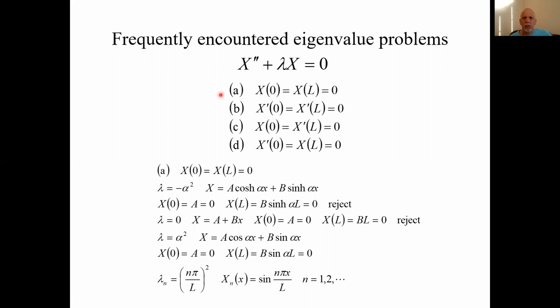We've already done this first case where the function is just 0 at both ends of little x, so I'm not going to go through that. Again, you get 3 cases. The general solution to this equation depends on what lambda is. It's either this with the hyperbolic functions, it's this linear thing if lambda equals 0, and it's this mixture of cosines and sines if lambda is positive.